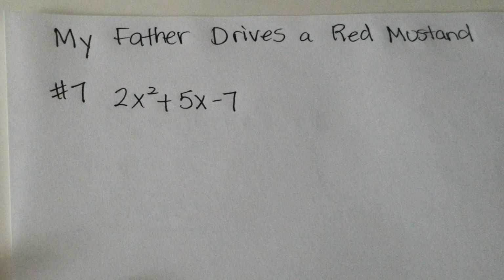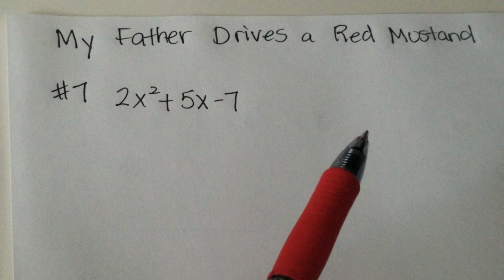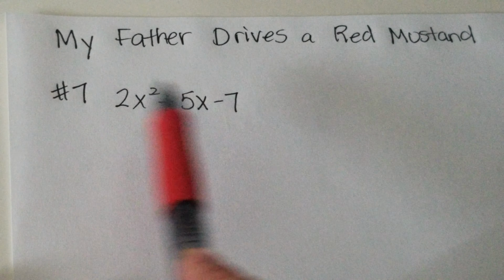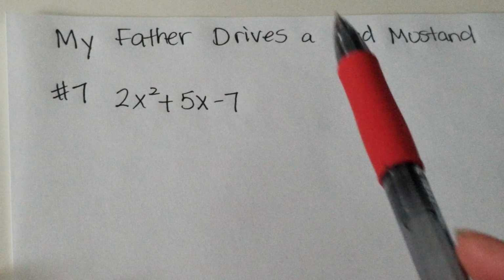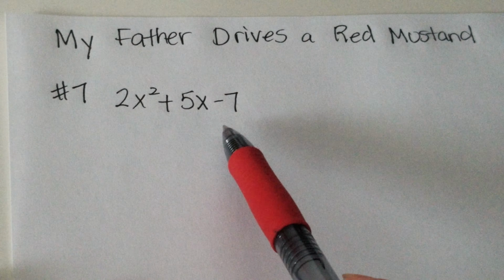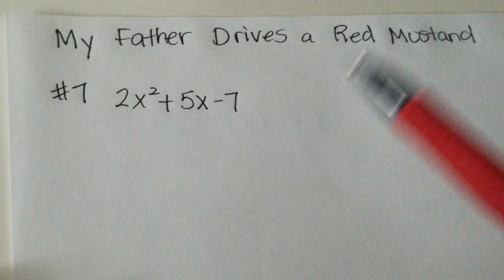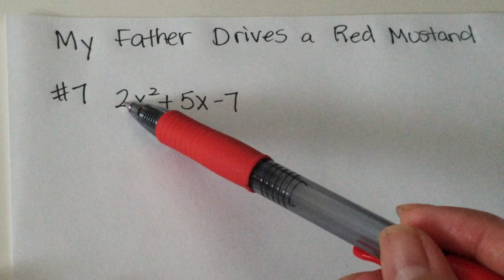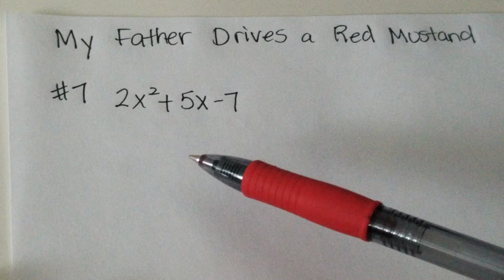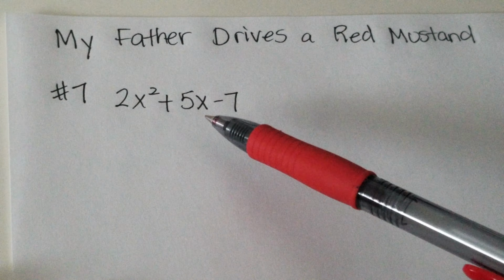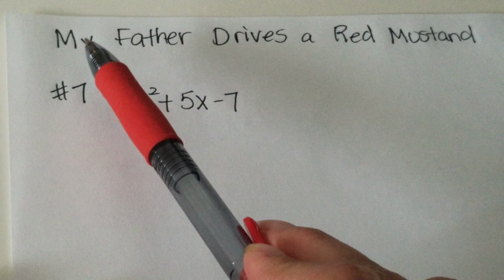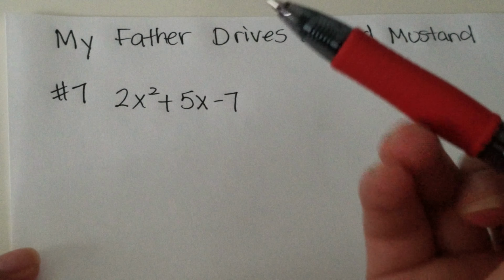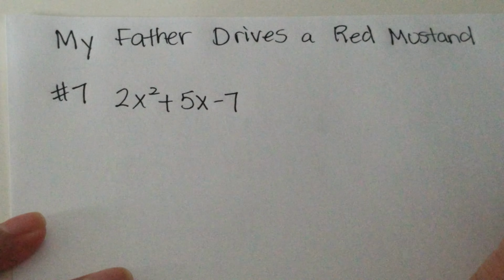Now on number 7 through 14, we're working backwards because now we are given the trinomial. This is the trinomial, this is number 7. So now we gotta find the two factors, right? The two binomials. Now, because the leading coefficient is 2, we gotta have a few other steps before finding the factors. And for that, we're gonna use this method called My Father Drives a Red Mustang. And this is just to help us remember the steps.